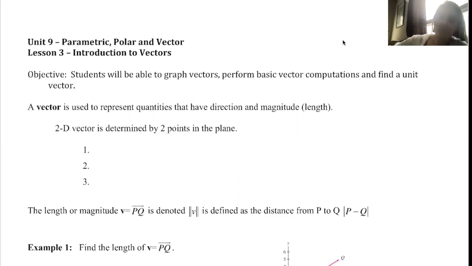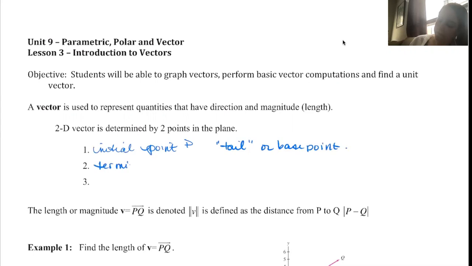All right, a vector is determined by 2 points in the plane. So we have the initial point, our initial point P, and that's the tail or the base point. And we have the terminal point, usually called Q. And we could write this as V is equal to the vector PQ. And then this is our notation, vector PQ.